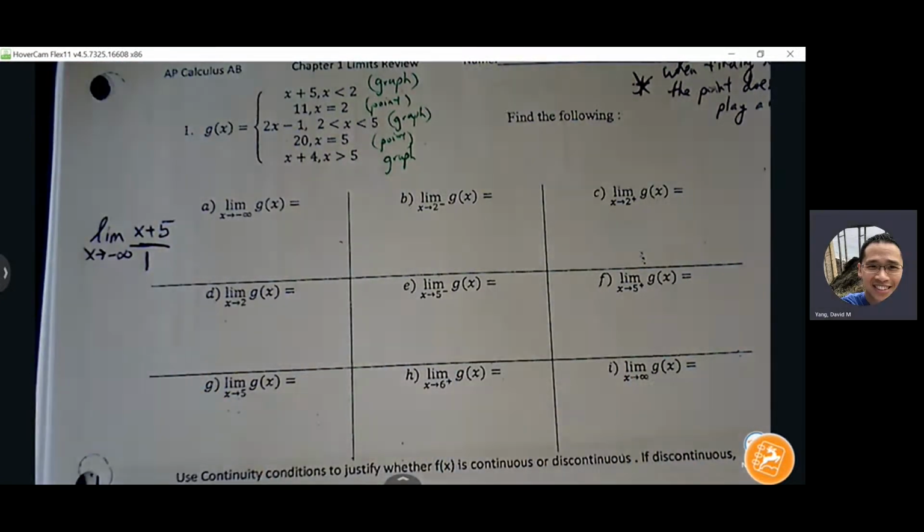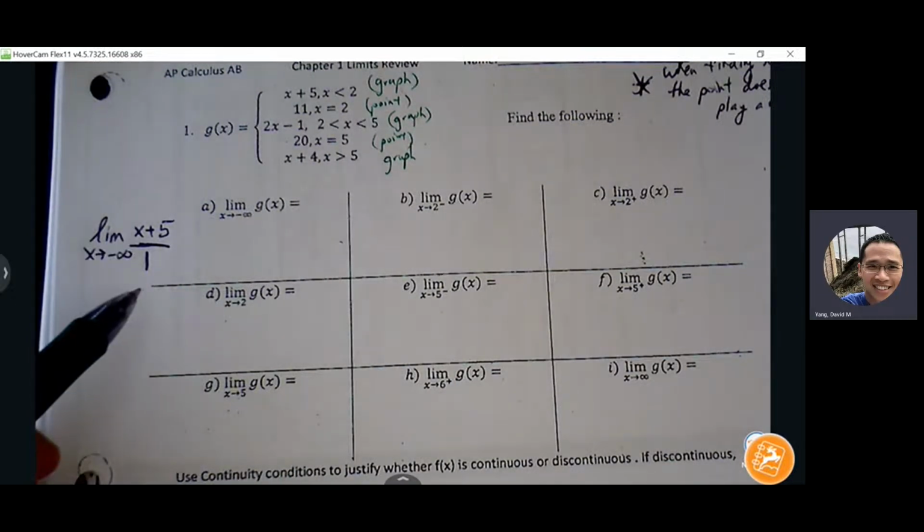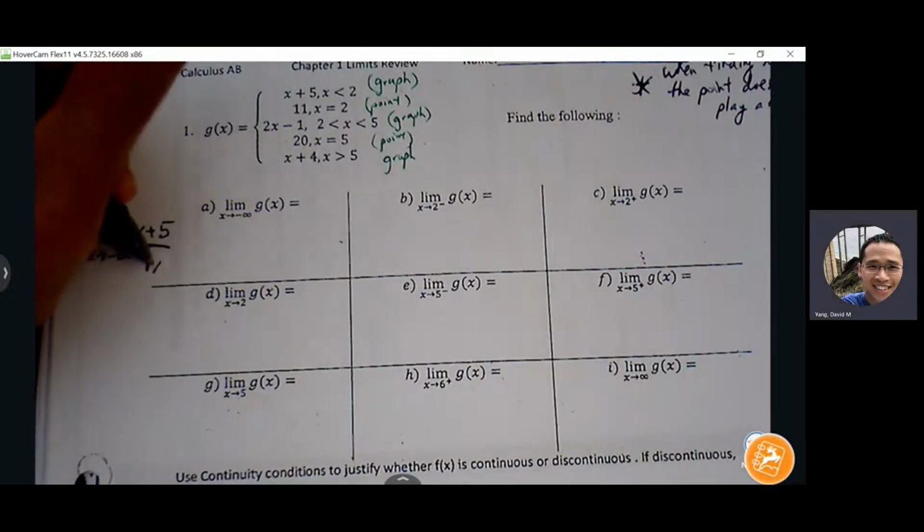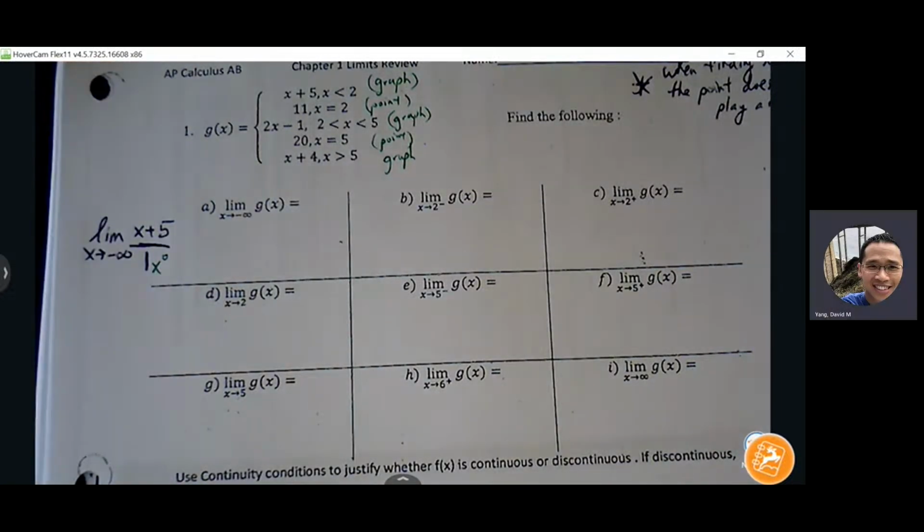So let's compare degrees now. Okay. Numerator has a degree of 1. Denominator has a degree of 0. Right? X to 0, we don't see x to 0 because it's basically just 1. But the numerator, well, which side has a higher degree? The top, which means that there is no limit because this value is getting either larger towards positive infinity or towards negative infinity.